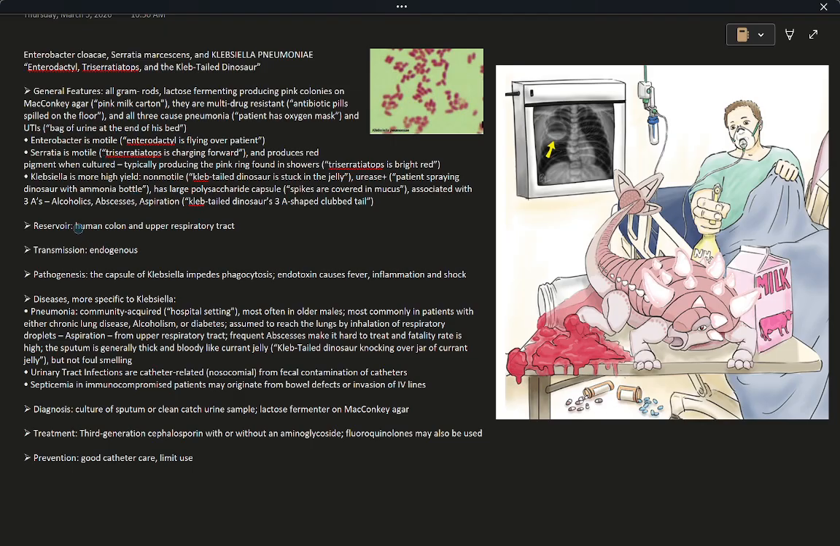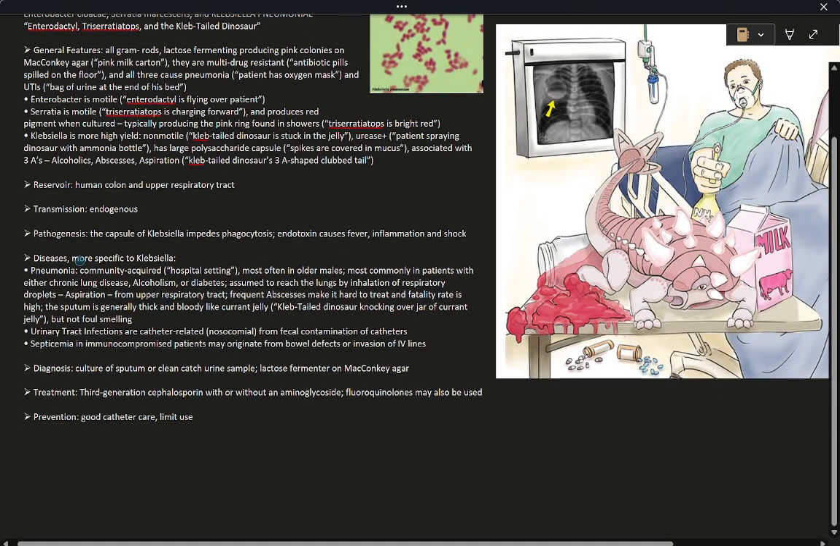Now, the reservoir for these species are the human colon and the upper respiratory tract, and the transmission is through endogenous means. For pathogenesis, the capsule of the Klebsiella impedes phagocytosis. So you can imagine the macrophages having a hard time gobbling up this species because of the polysaccharide spiky capsules. And then the endotoxin they produce will cause fever, inflammation, and shock.